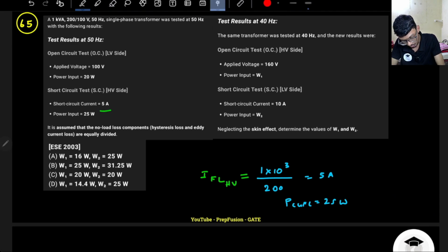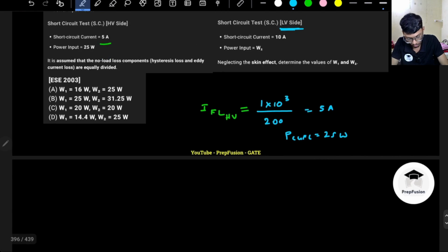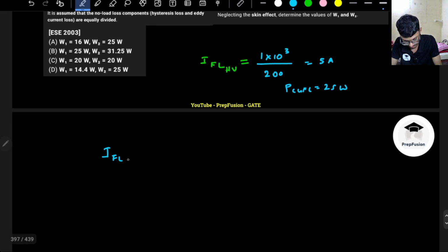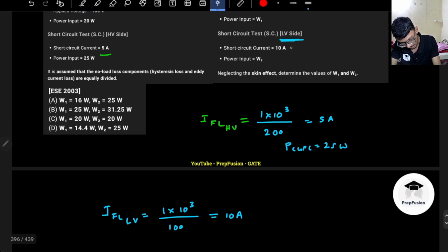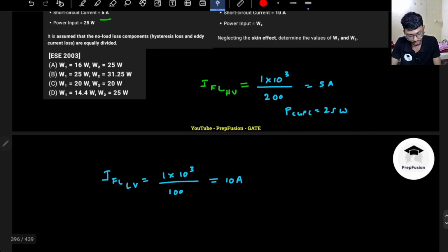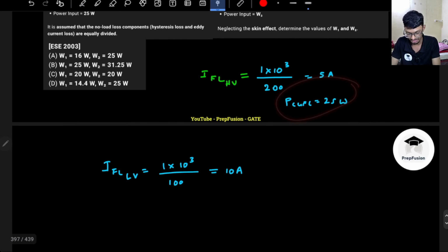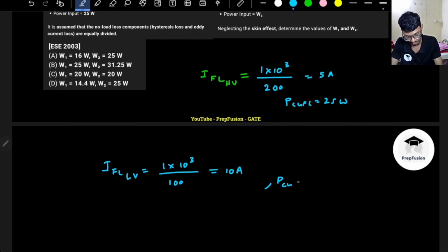Now the short circuit test, notice that it is being performed in the low voltage side. So in the low voltage side, what is the full load current? Low voltage side, the full load current will be 1 into 10 cube divided by 100. So this will be 10 amperes. So actually in the low voltage side also I am applying full load current only. So obviously the copper loss will not change. It is basically the full load copper loss. If I perform it in the secondary low voltage side or the high voltage side, it will be the same.